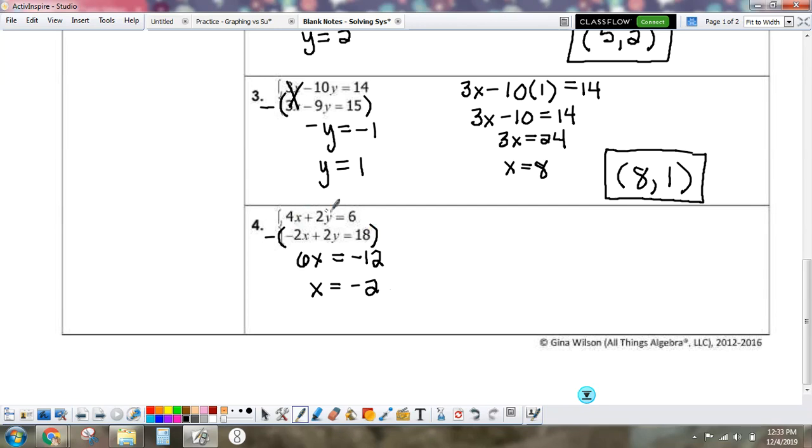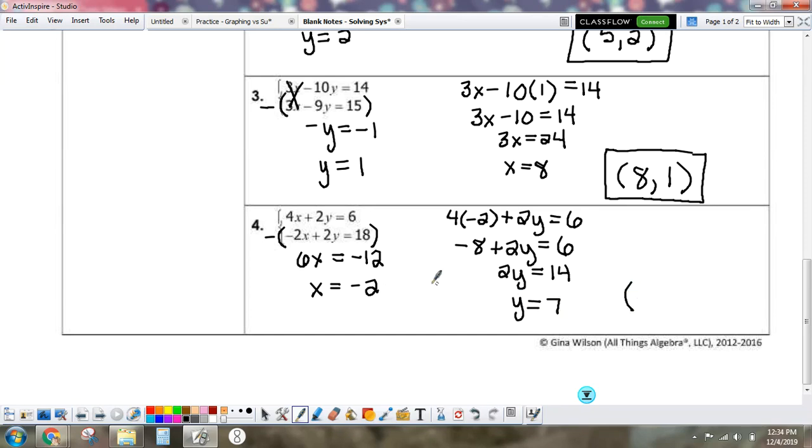I'm going to go ahead and plug this in to one of these. Doesn't matter. I'm going to use the top one because I don't want to use that negative there. So 4 times my negative 2 plus 2y equals 6. 4 times a negative 2 is a negative 8. Copy everything down. I can add 8 to both sides. Divide by 2. So my ordered pair here is negative 2, comma, 7.